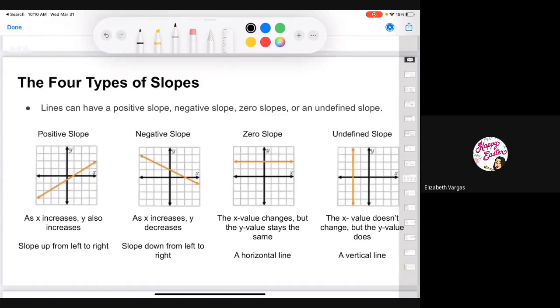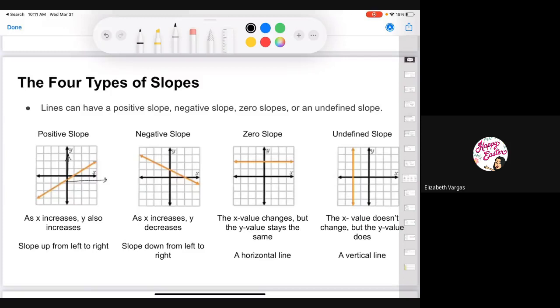What you'll eventually notice is that we can have 4 types of slopes. So we can have a positive slope, a negative slope, a zero slope, or an undefined slope. Whenever we have a positive slope, the slope moves up from left to right. So what you'll notice is as the x values increase, your y values also increase. So that would be a positive slope.